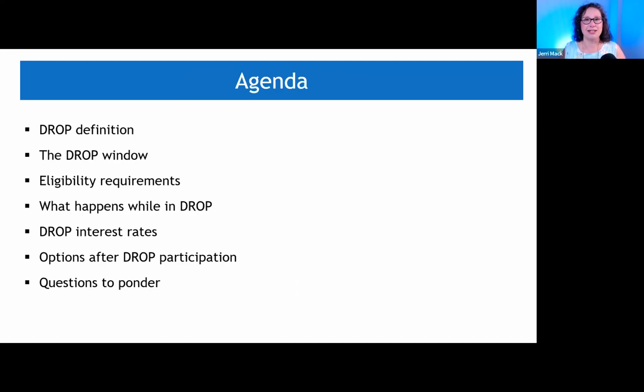So what we'll be talking about in today's short webinar, we're going to be defining DROP. What exactly is DROP? We'll talk about the DROP window, requirements for eligibility for DROP. They are similar but different from regular retirement eligibility. What exactly happens in DROP? What's going on? What's being deposited? DROP interest rates. I'd like to use the word interest with a little i. As a participant in the program, after you've completed DROP, your account is eligible to earn interest. Options after DROP participation and questions to ponder, as in, is DROP best for me? It may not be best for everyone, but we all make different choices. It's a good idea for some of us.